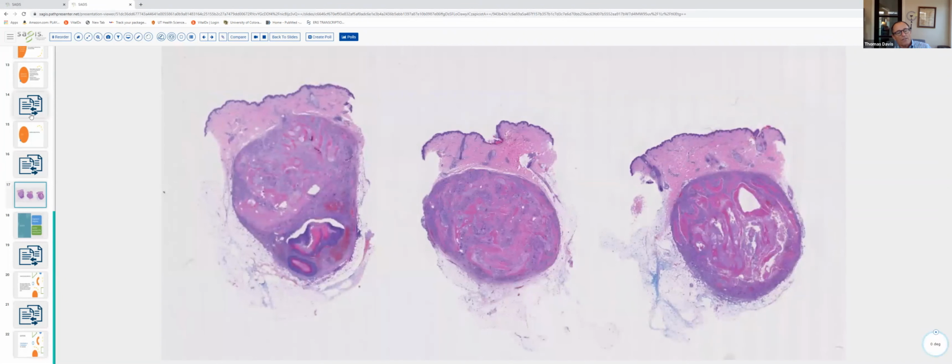The last condition that I'd like to look at here, more by way of presenting this as a unified concept, is a pilomatricoma. And if you look at a lot of textbooks, they'll classify pilomatricoma as a type of follicular tumor, and that's fine. I think a better way to think of a pilomatricoma is as a cyst which is lined by matrical epithelium.